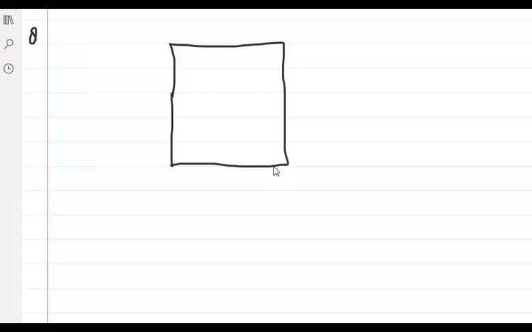This time we have a square. I don't know, there's something wrong with me, I cannot draw a straight line. Okay, we have a square. Assume that this is a square.